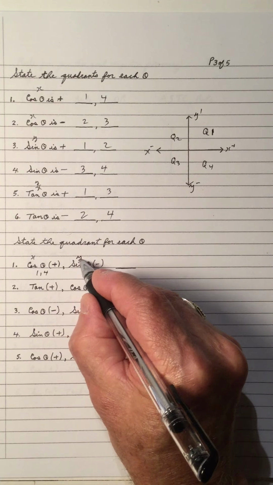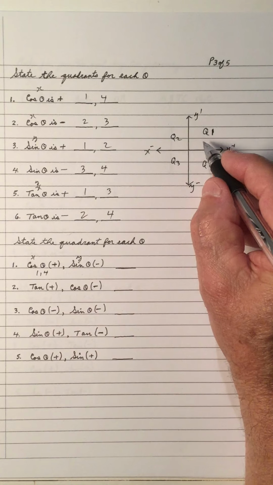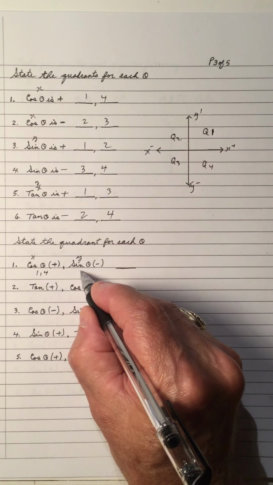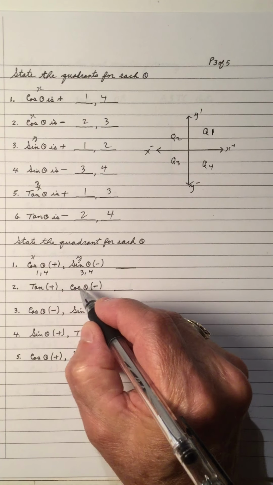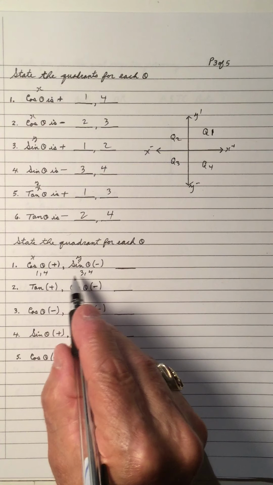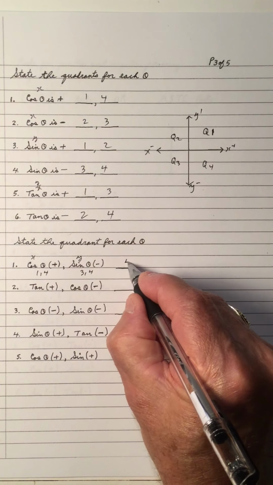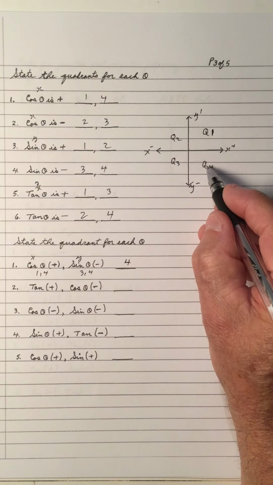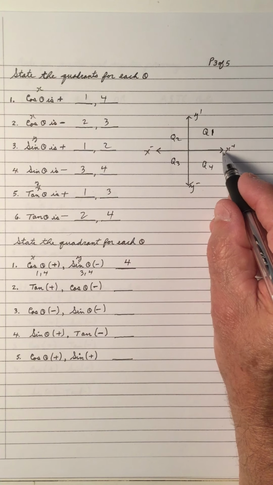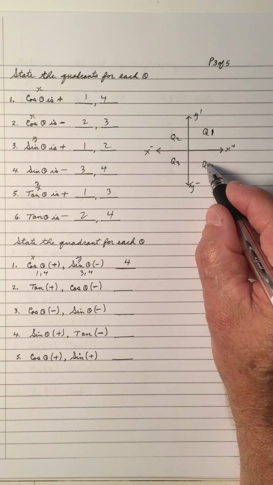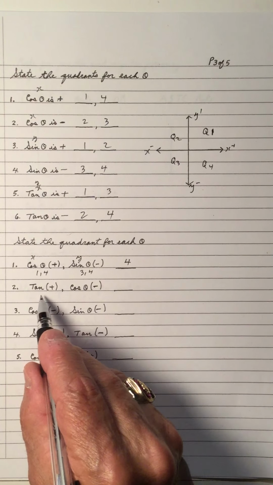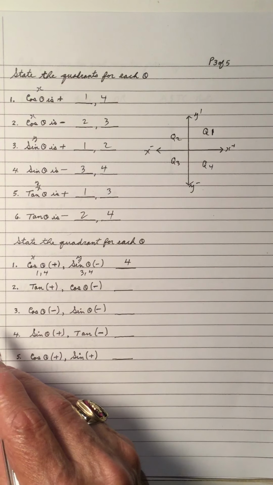Sine is associated with the y. So where's y negative? Y is negative down below, so that's in 3 and 4. And which quadrant is here twice? Number 4. So in number 4, cos is positive, x is positive, sine is negative, yes, quadrant 4. So I do each one, and then I pick the one that's common.